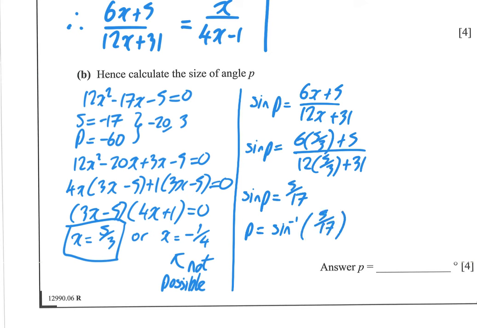Excuse my terrible handwriting. Which means P worked out to be 17.10 degrees. And again, I've gone to 2 decimal places. So a tough enough question, but you do have to just get started.